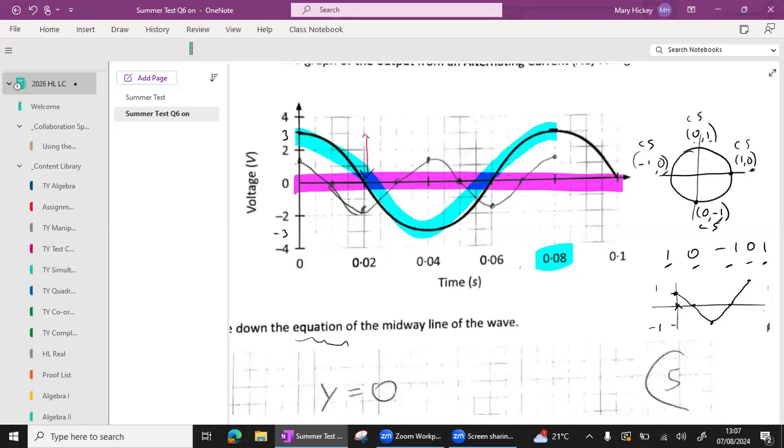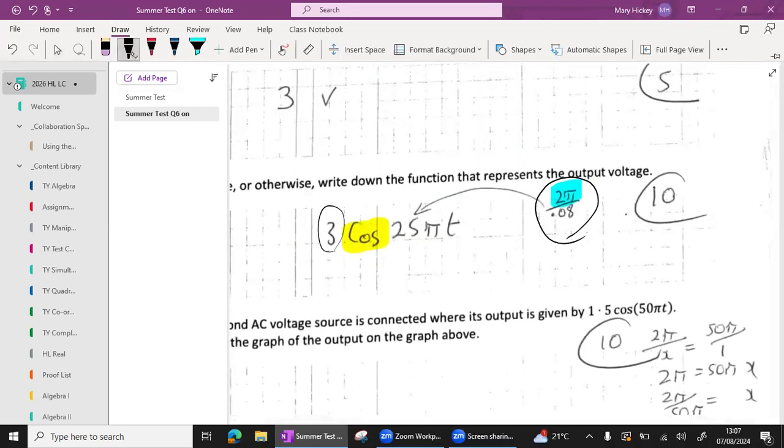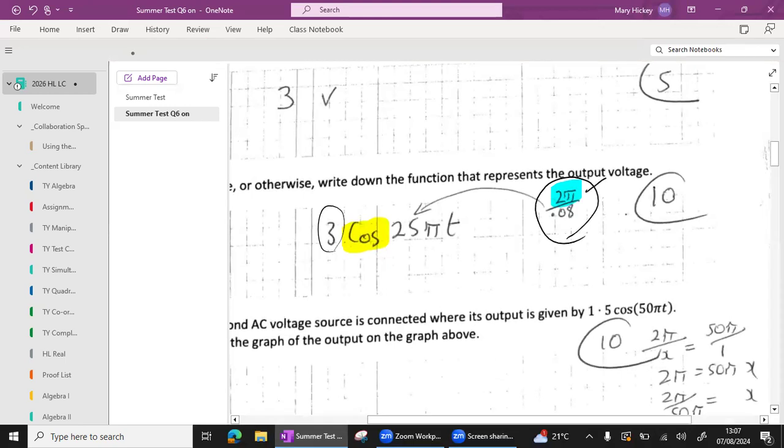So what I'm really doing is dividing the normal period of cos by the period in this particular example. And that's where I'm getting the 25 pi. So I'm just going to pop that into the calculator again. 2 pi over 0.08. So that gives me my 25 pi.